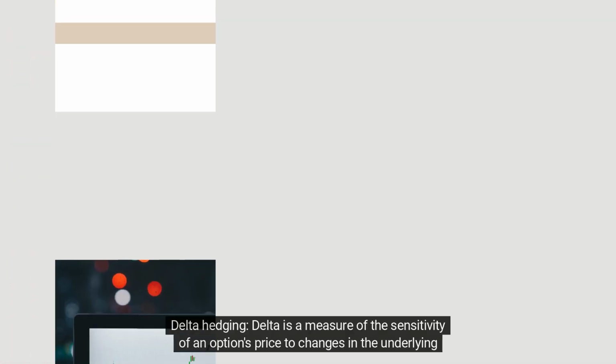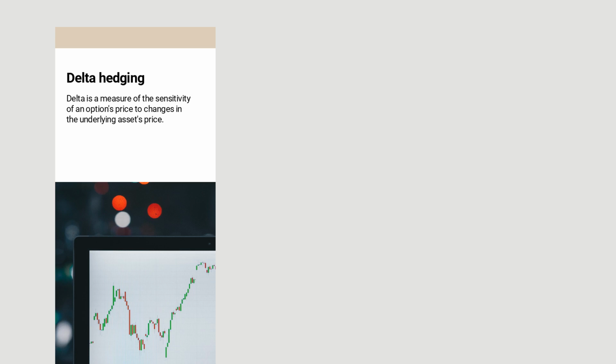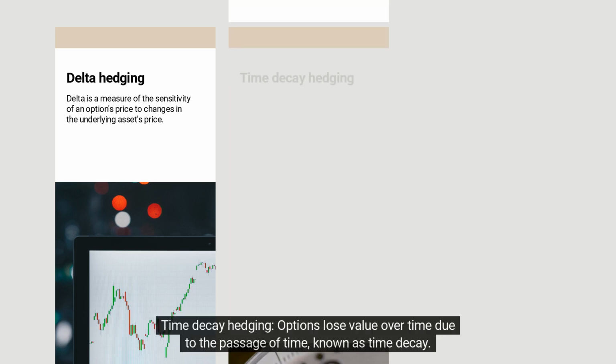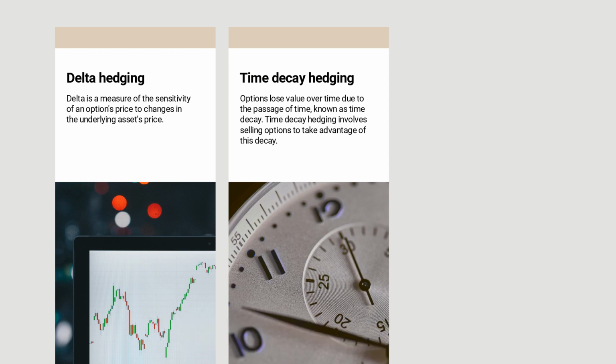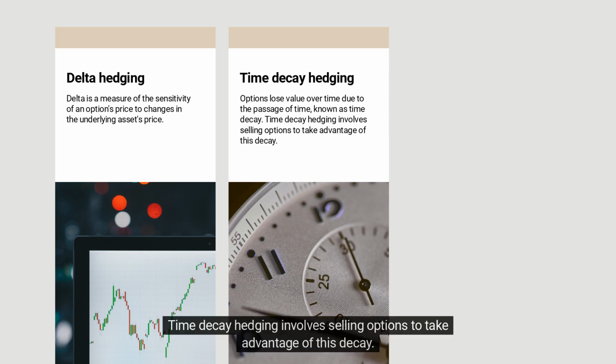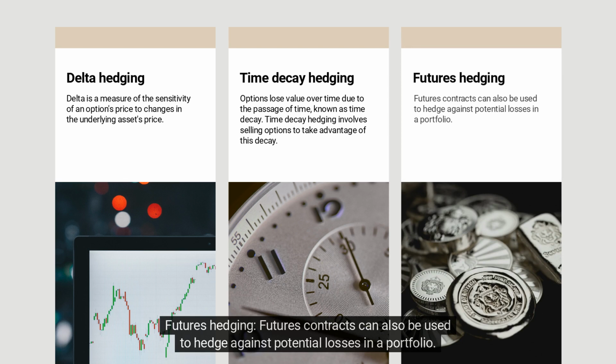Delta hedging. Delta is a measure of the sensitivity of an option's price to changes in the underlying asset's price. Delta hedging involves buying or selling shares of the underlying asset to neutralize the delta of the option. Time decay hedging. Options lose value over time due to the passage of time, known as time decay. Time decay hedging involves selling options to take advantage of this decay. Futures hedging. Futures contracts can also be used to hedge against potential losses in a portfolio.